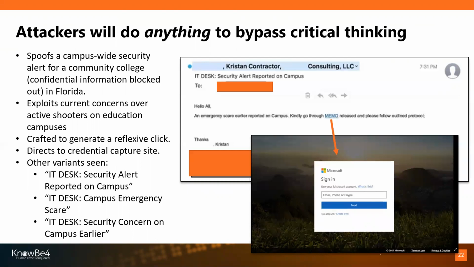Now, these folks had gone through and they'd found out this university used Microsoft as the email provider. So what they did is they pointed them to this portal down here, which is designed to capture credentials, all right? We saw this happen a lot. You can see down there in the bottom left, there were other variants, IT desk, security alert. We see different types of this.